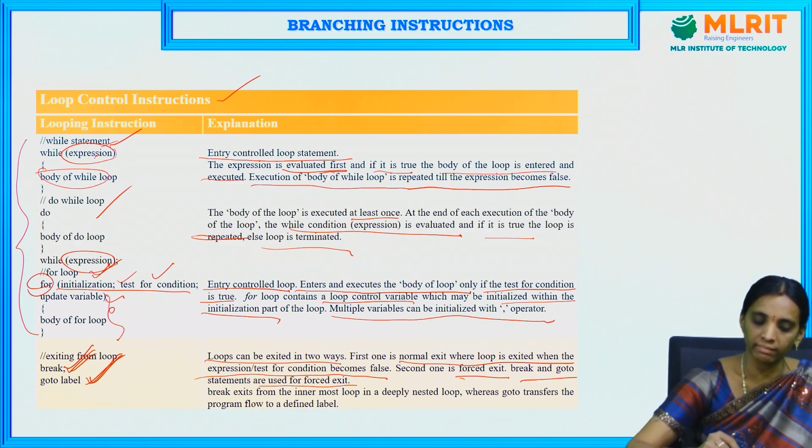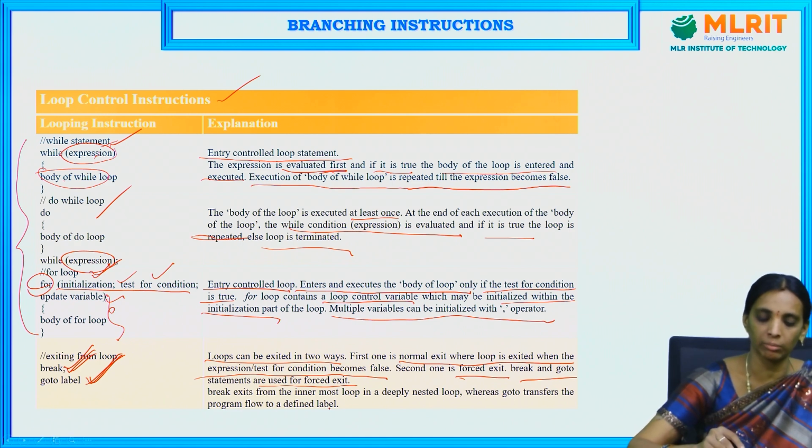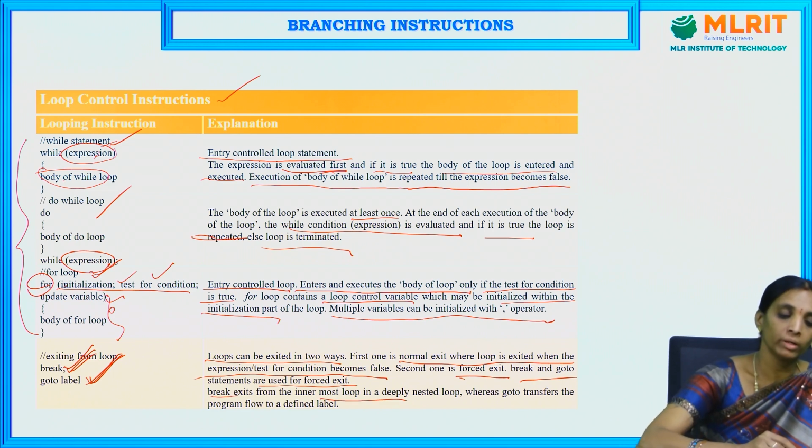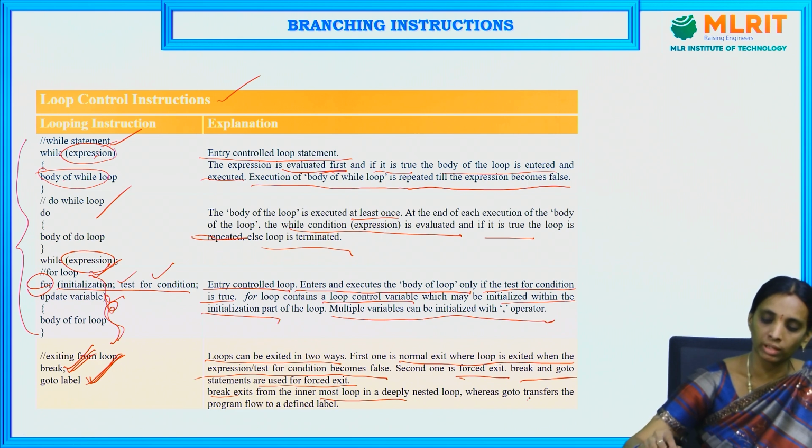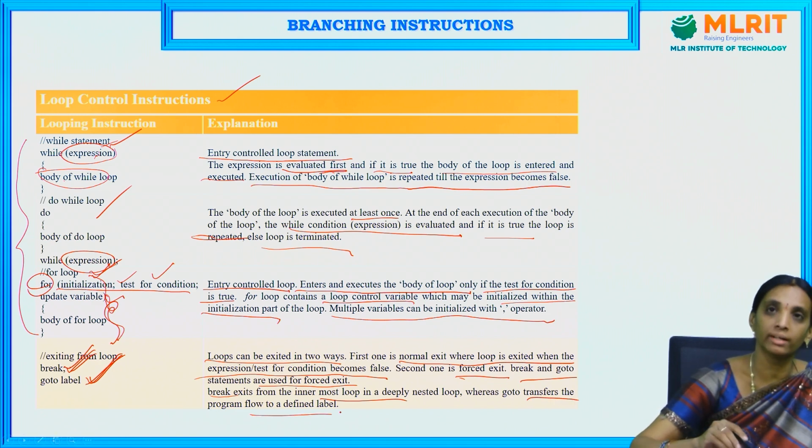The break exits from the innermost loop in a deeply nested loop, whereas go to transfers the program flow to a defined label. Here the break can be used for moving out from the innermost loop. So whenever the condition is false, we are moving out from that loop. For that case, we can use the break. Here go to can transfer the program flow to the defined label.